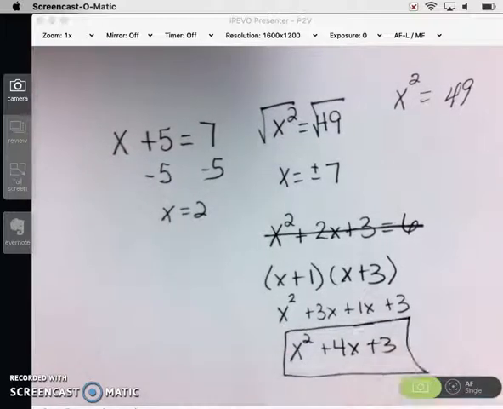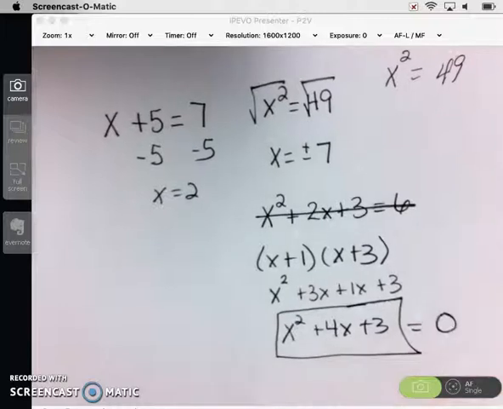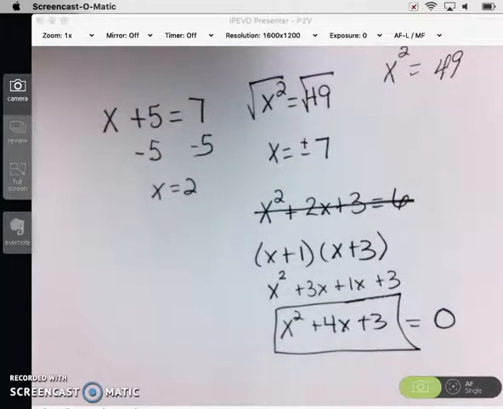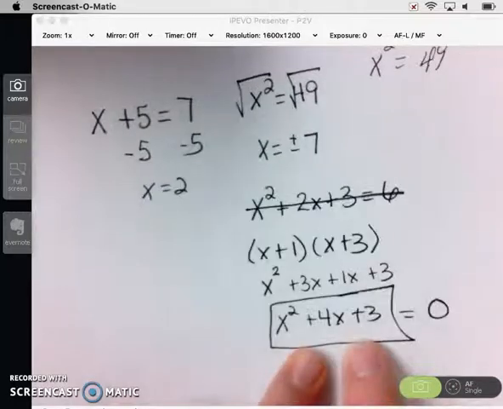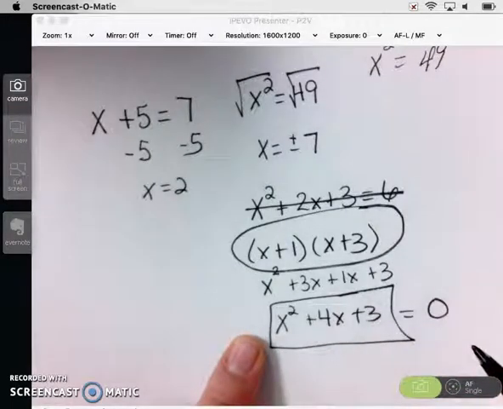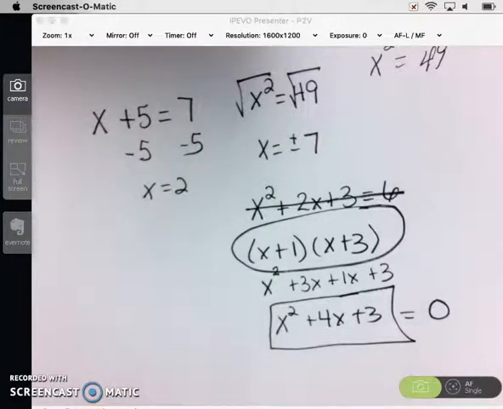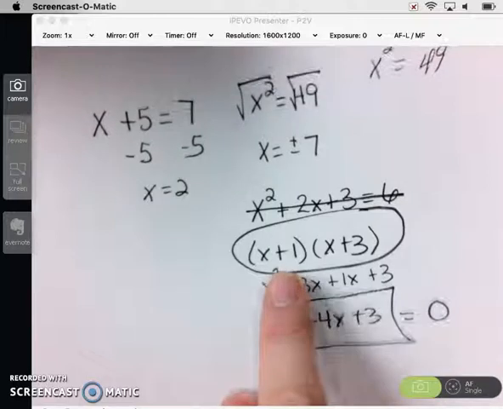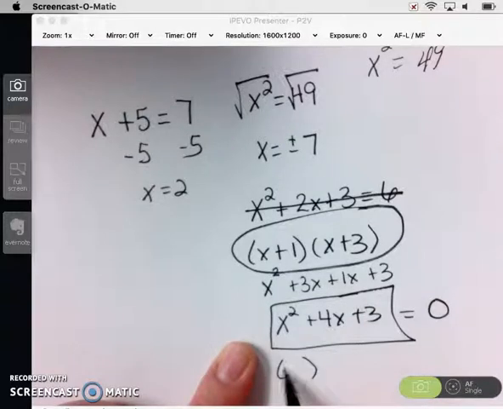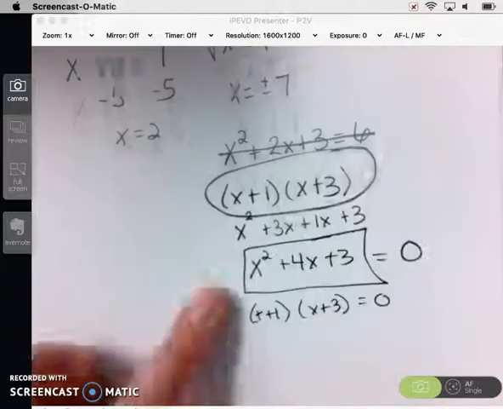Here, if I had this and it was set equal to 0, could I find out what x is? I can, if I know how to factor it. With factoring, we're going to take this and turn it into two binomials multiplied by each other. And we're going to use some tricks to try and remember how to do that. We're going to get to a point where it's x plus 1 times x plus 3, and it's equal to 0.